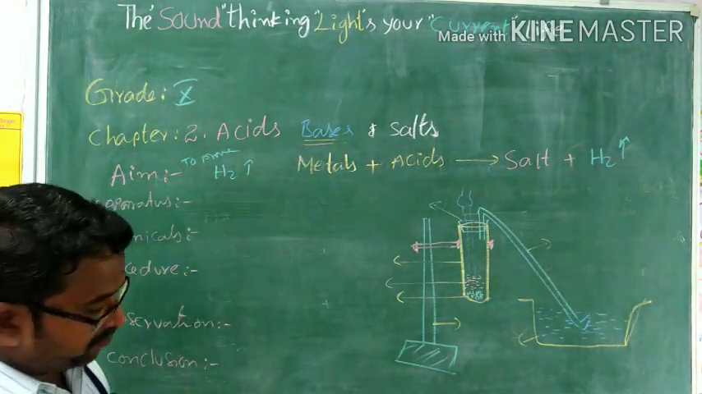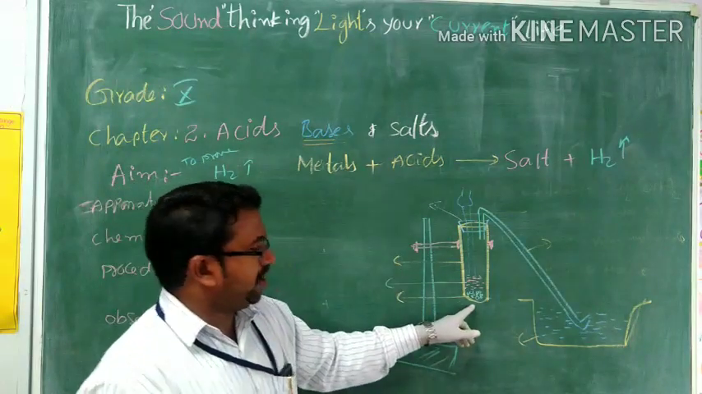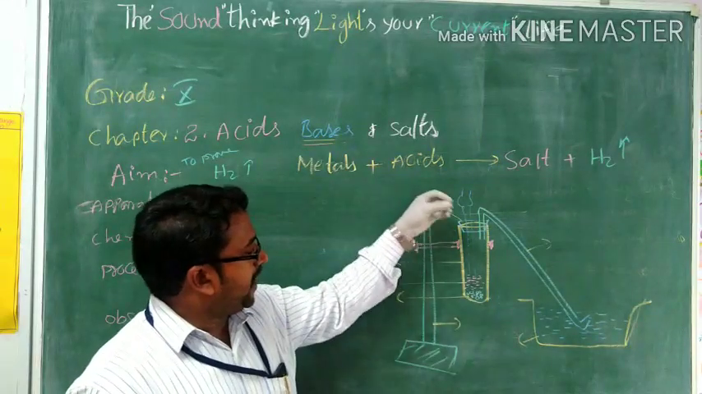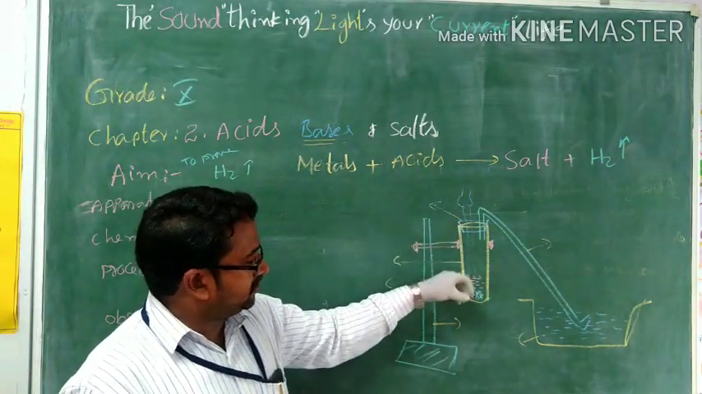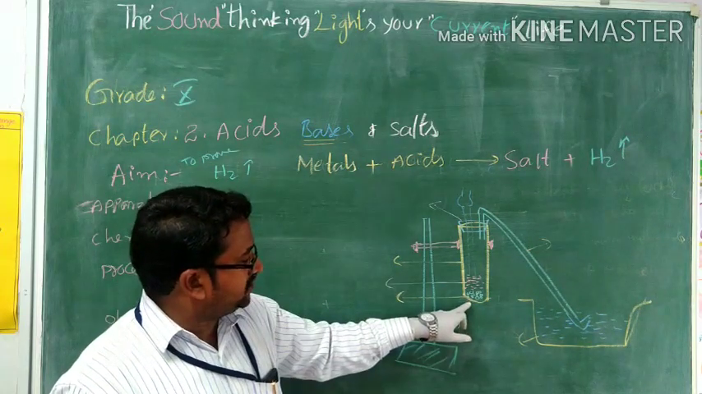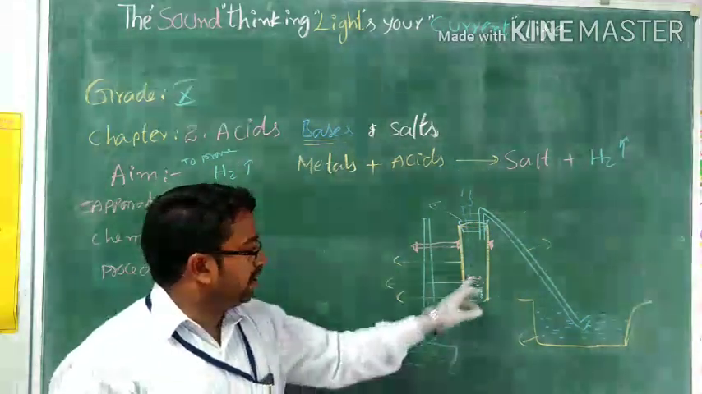Okay, procedure. What is the procedure? Take some zinc granules in the boiling tube. Add hydrochloric acid. Then it is a fast reaction. Immediately the zinc reacts with HCl.